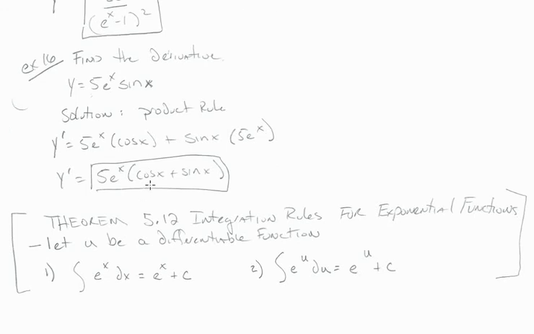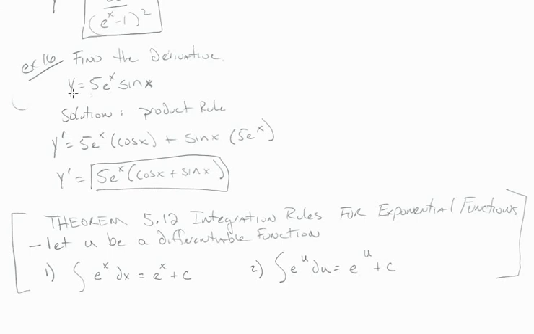Alright, let's look at example 16. We're going to find the derivative of y equals 5e to the x sine of x. We need to once again recognize we got to use a product rule here. There are two functions multiplied by each other. The first g of x is 5e to the x, and our f of x is sine of x. So remember, product rule is first times the derivative of the second plus second times the derivative of the first.